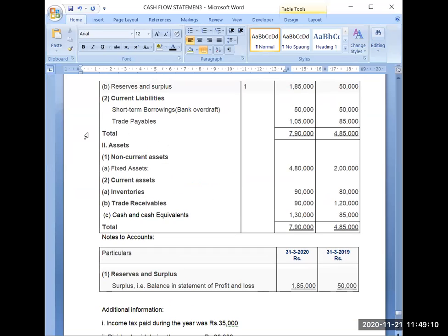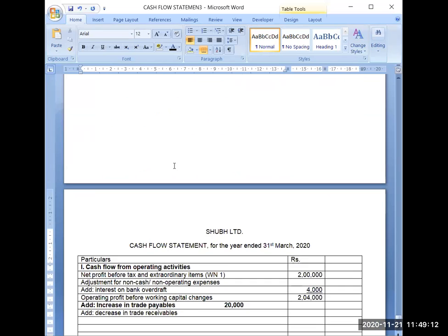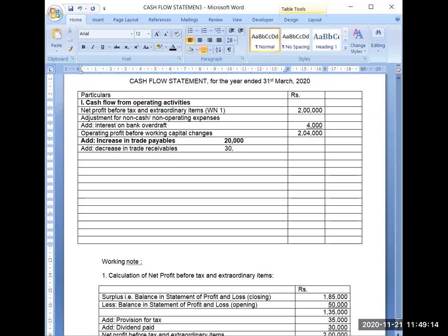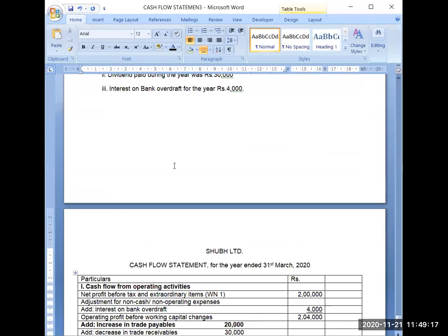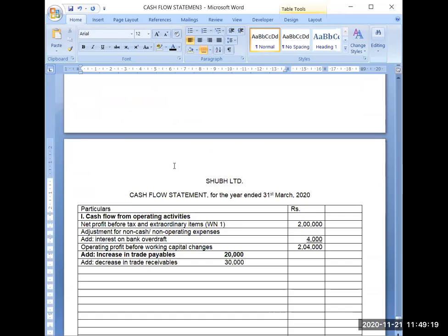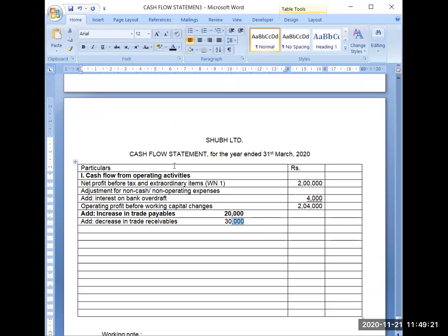Now decrease in trade receivables is how much? It is 30,000. So this is all to be added. Then cash and cash equivalents, that will not be considered right now. So these two amounts are to be added back. So total I have to add 50,000. And this way the total will become 2,54,000.